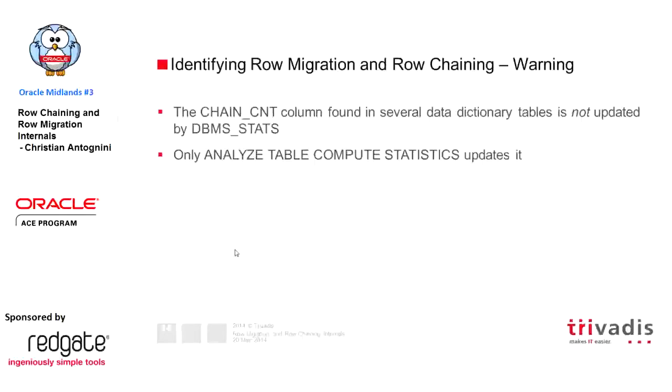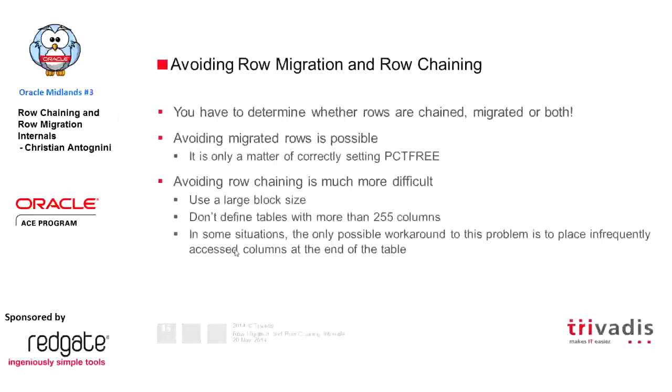So now that we have seen that it's really not easy to identify a problem caused by row migration and row chaining, let's have a look at what we can do to avoid or solve a problem based on this kind of situation. First of all, as I already told you before, you have to understand whether you have chained or migrated rows or both, because if you don't know it, you cannot solve the problem. If you have migrated rows, basically setting PCTFREE higher might be enough. You can fix it with a higher PCTFREE.